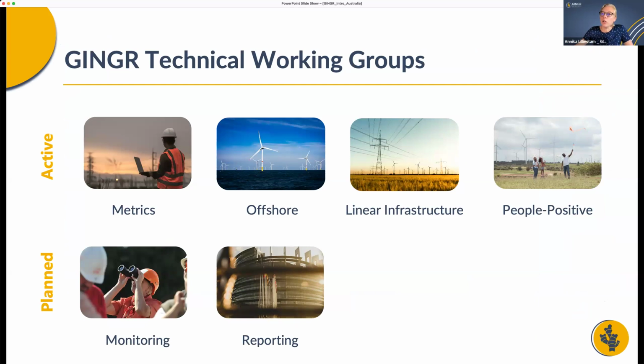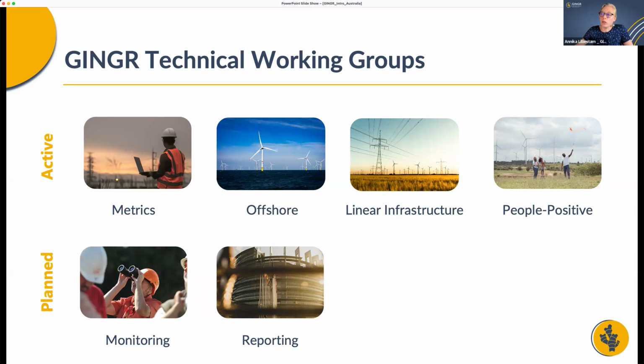This is how Ginger is working. We have active working groups. We have one metrics working group, which is led by IUCN, because they are the experts in the field of data acknowledgement and databases. Biodiversity data, especially habitat data.